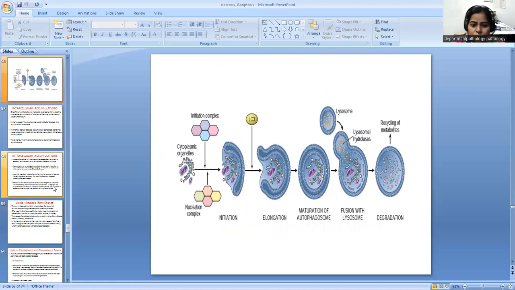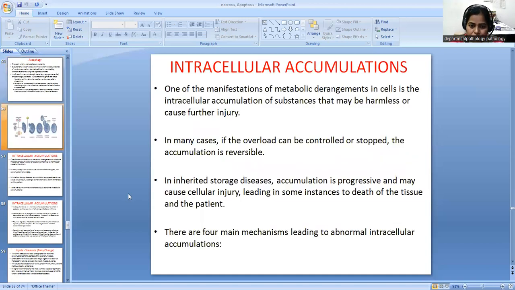This is one diagram. These are the cytoplasmic organelles. Initiation and nucleation complex forms. How is initiation happening? Here it takes the contents inside, then slowly it elongates and forms an autophagosome. This gets fused with lysosomes. The moment it is fused, the lysosomes will release hydrolases and degradation will occur. This is autophagy.